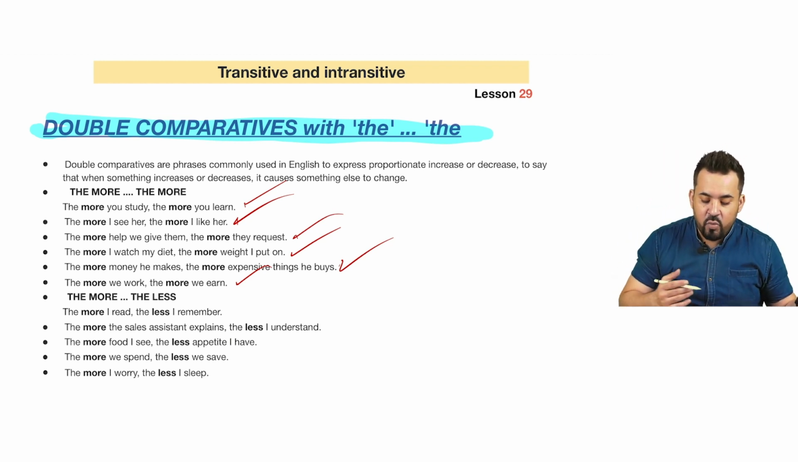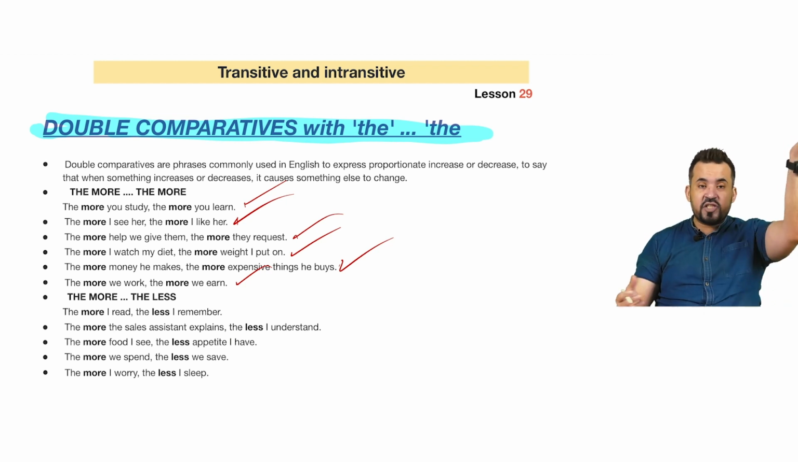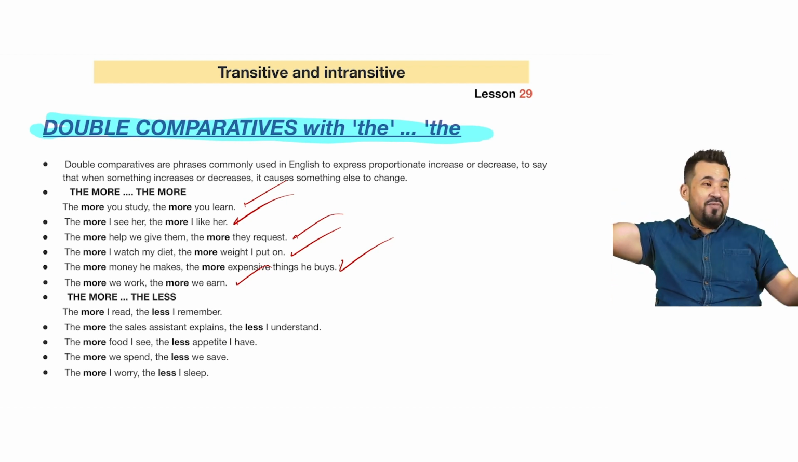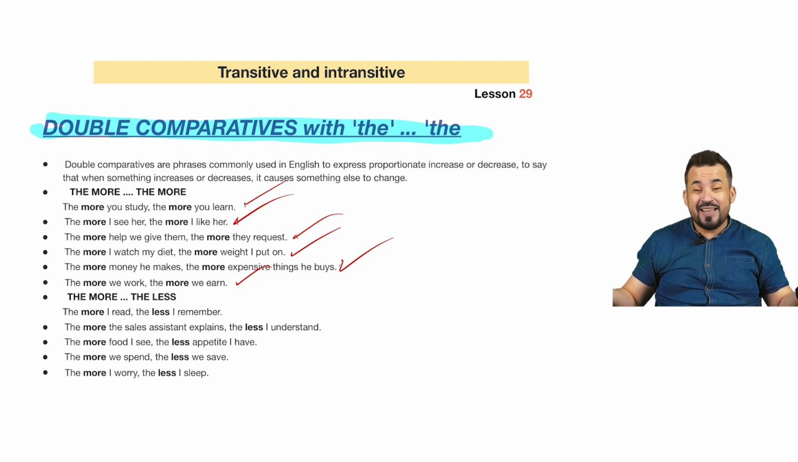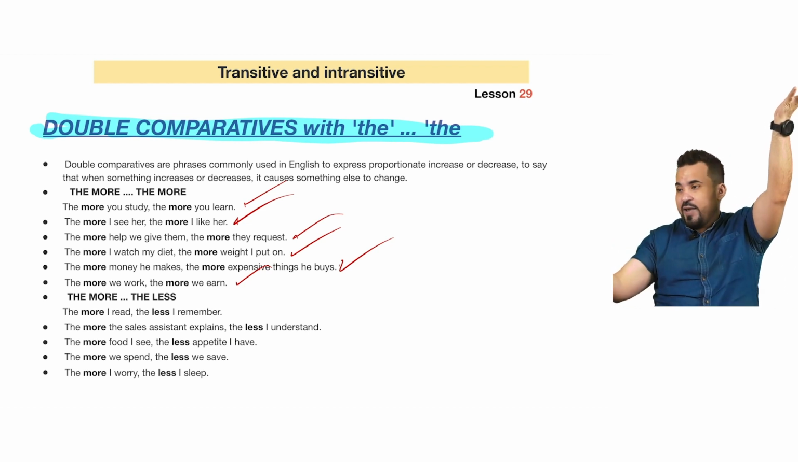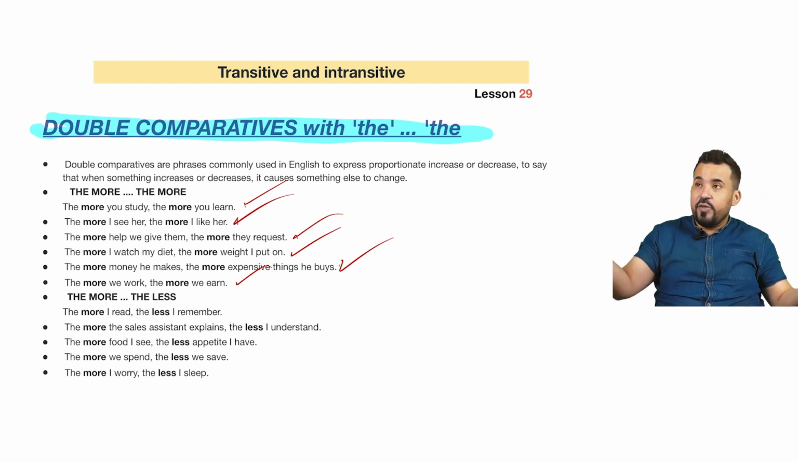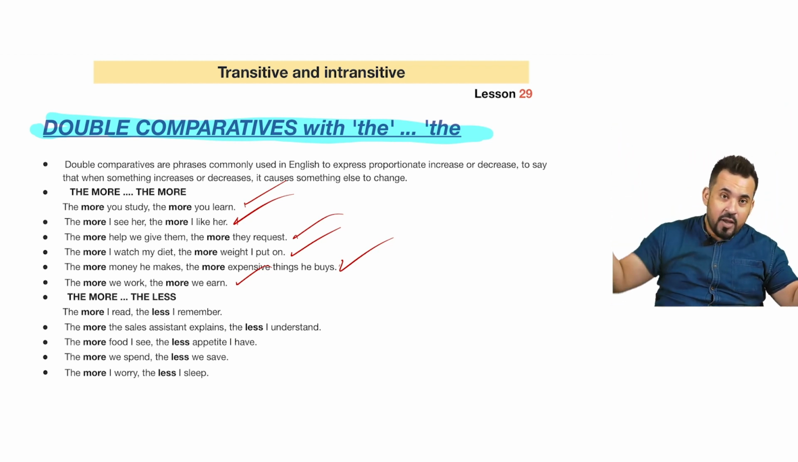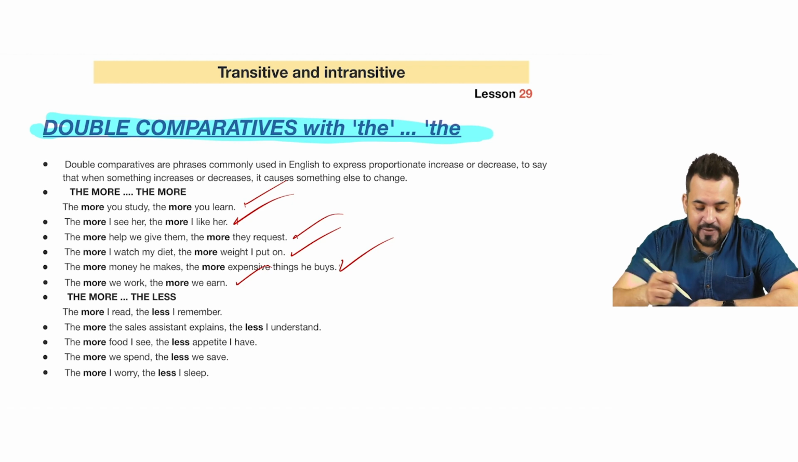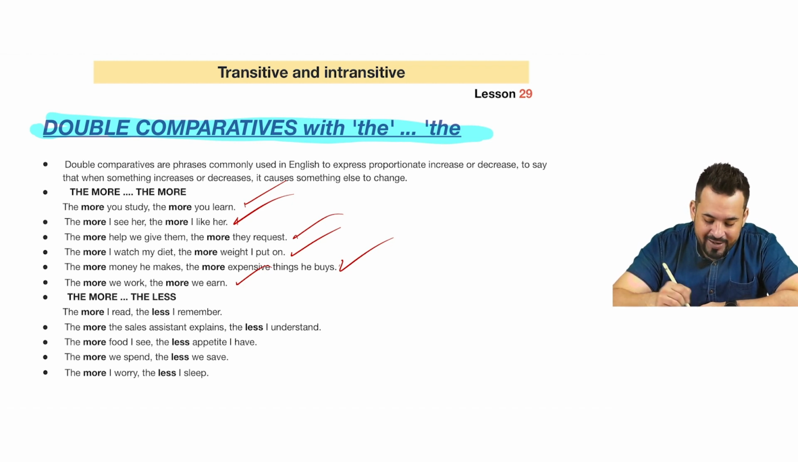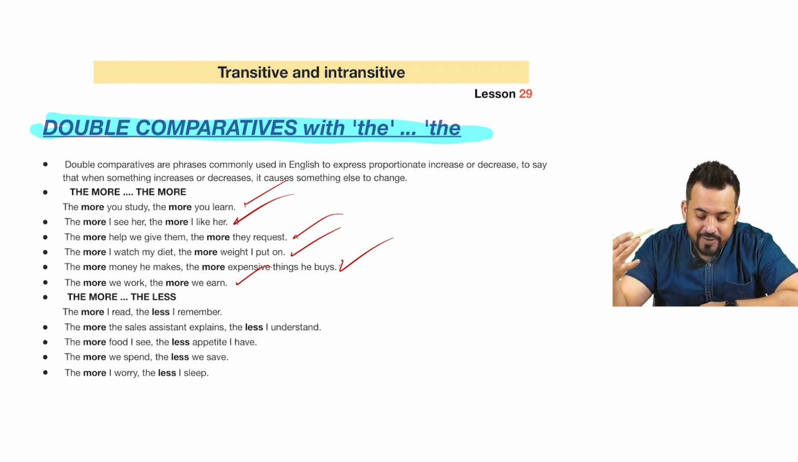All right, now another way, the more, the less. It means, okay, so we say if this is more, then this is more, but if this is less, then this is less. We can also use it if the more we do of this, the less we have of this, and the less we do of this, the more we have of this. Okay, so let's take a look at the second type. The more, the less. The more I read, the less I remember.